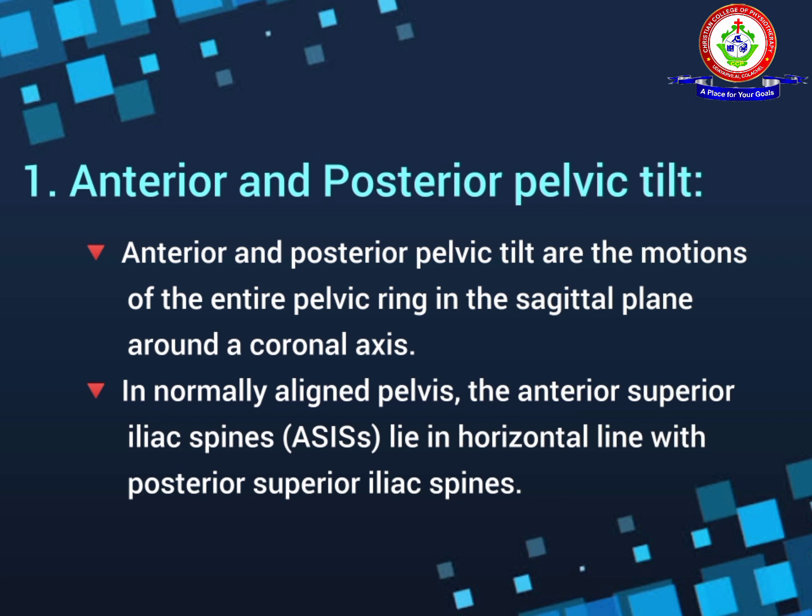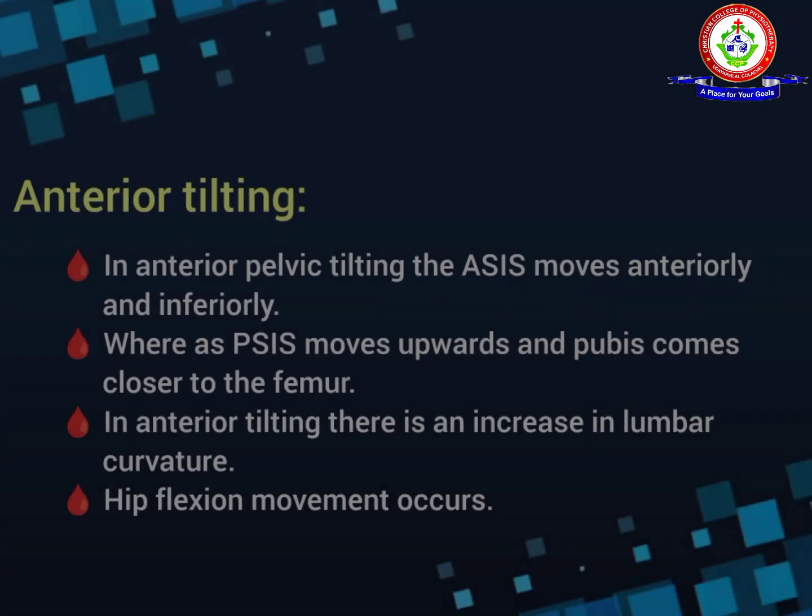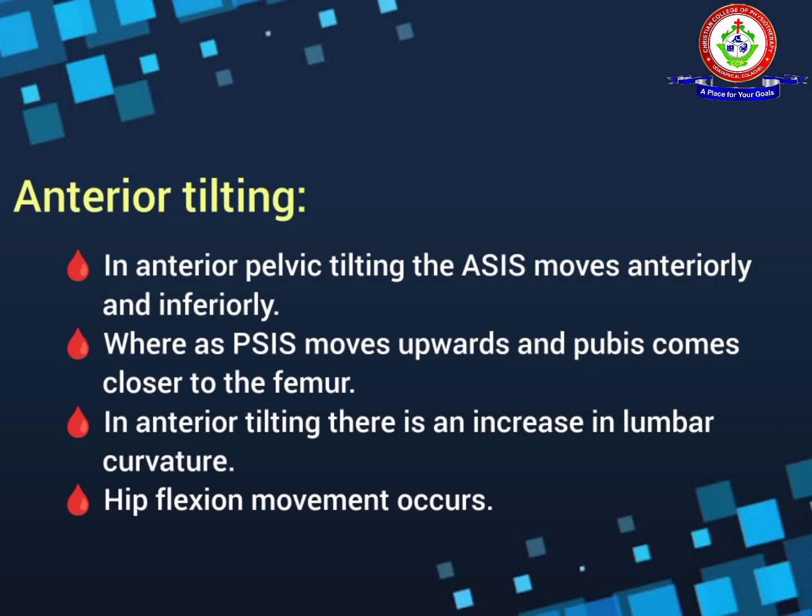Anterior and posterior pelvic tilt are the motions of the entire pelvic ring in the sagittal plane around a coronal axis. In a normally aligned pelvis, the anterior superior iliac spines lie in a horizontal line with the posterior superior iliac spines. In anterior pelvic tilting, the ASIS moves anteriorly and inferiorly, whereas the PSIS, that is the posterior superior iliac spine, moves upwards and the pubis comes closer to the femur. In anterior tilting, there is an increase in lumbar curvature and here the hip flexion movement occurs.